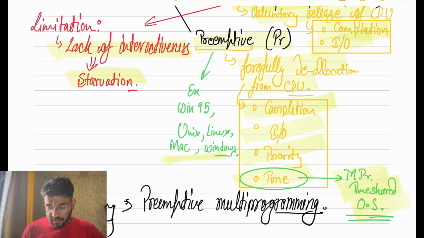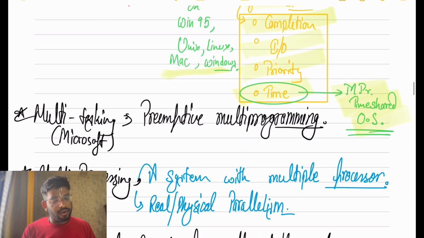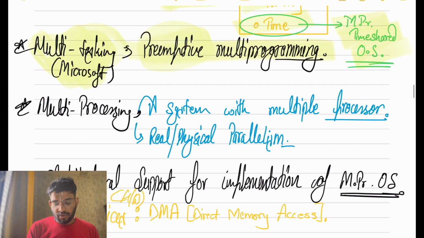Time means a multi-programmed timed operating system. A certain amount of time is given for a process to run, and after that time, that process is deallocated and another process will run. As I have already said, multitasking is the term defined by Microsoft, which means preemptive multi-programming.